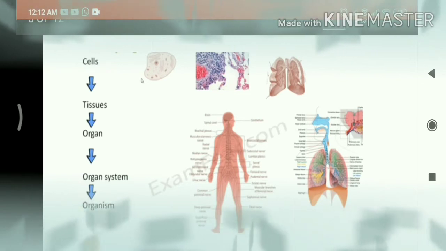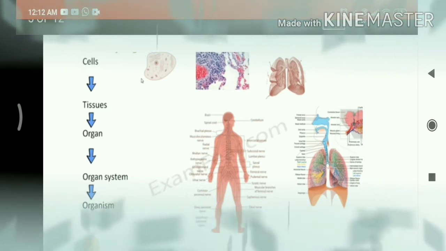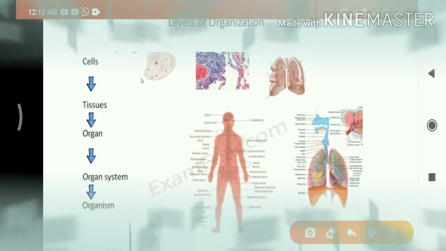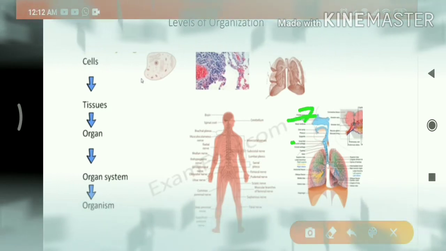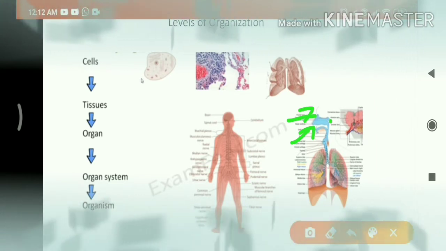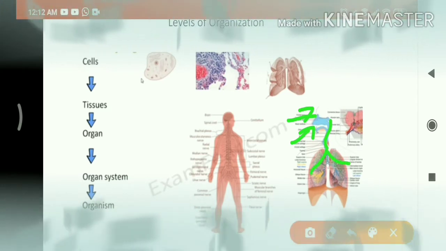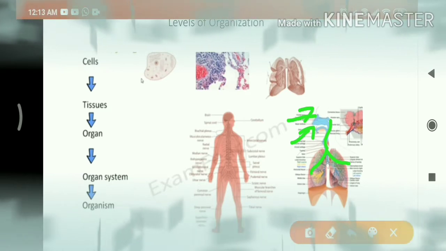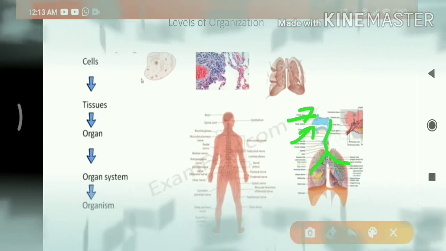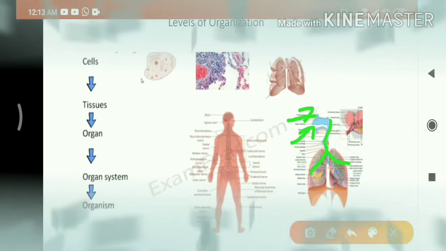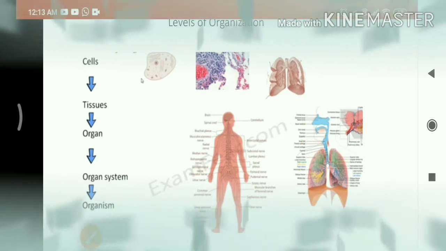Which system? Here on the screen you can see which type of system. I hope you know about that. This is the respiratory system. When we are talking about the respiratory system, there is an arrangement of different organs. Which organs? You can see on the screen: from the beginning, the mouth, the nose is present, then the trachea, then the bronchi and bronchioles. These are the respiratory organs.